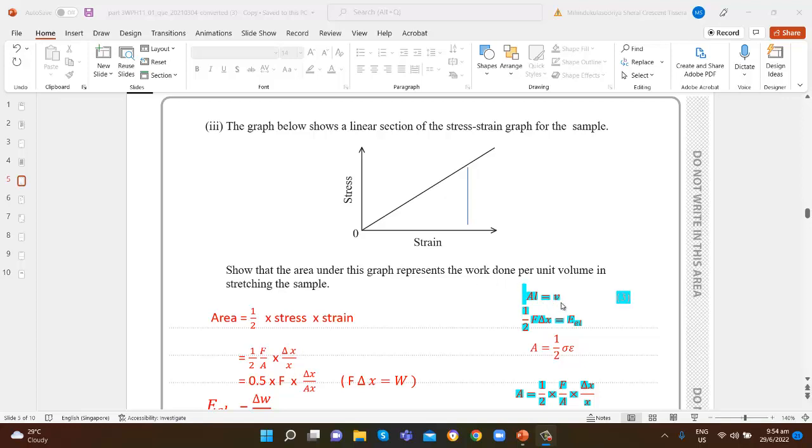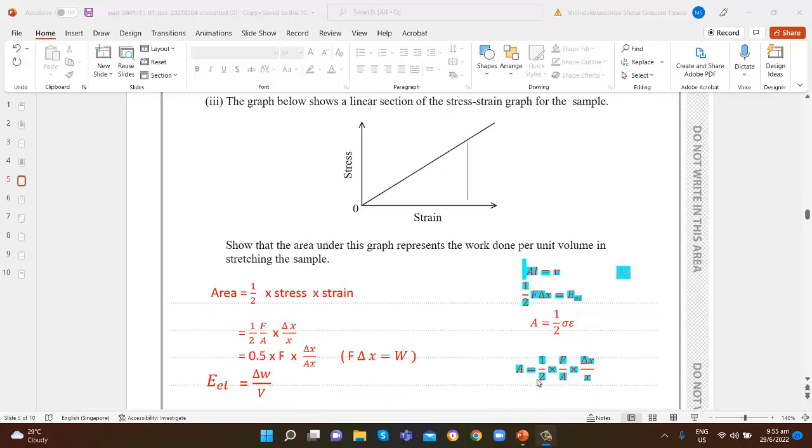What is unit volume? Volume is area into length. So you know the area is half stress times strain. So when you work out the area, it is half F over A into delta X over X. So you rearrange this. When you rearrange this, it is 0.5 F delta X. What is F delta X? It is equal to W. Okay. So A into X, area into length, is going to be the volume. So you have found it. Okay.